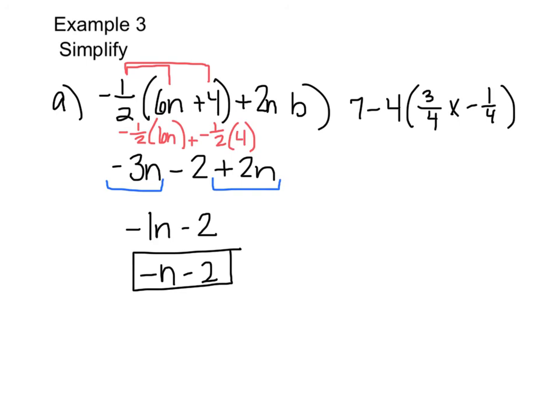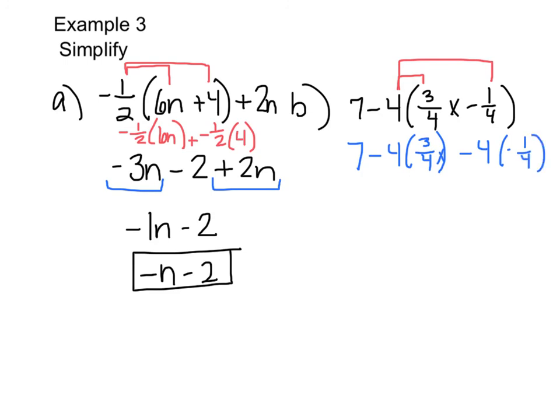Now in B, you're going to take 7 minus 4 times the quantity 3/4 x minus 1/4. Here's the biggest mistake you do not do. Do not subtract 7 minus 4. You have to follow order of operations. And order of operations says you have to multiply first. So we are going to multiply the negative 4 times everything in parentheses. Now once again, I'm going to write this step down, and you can skip it. But we're going to multiply negative 4 times 3/4 x, and we're going to multiply negative 4 times negative 1/4.